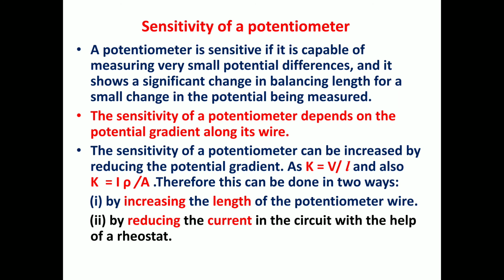Means if it is able to find out the small potential difference, if the potential is changing, and the balancing length is changing by a significant value, then we say our potentiometer is sensitive. The sensitivity of potentiometer depends upon potential gradient along its wire. So this thing is very important. Sensitivity of the potentiometer depends upon potential gradient along its wire.